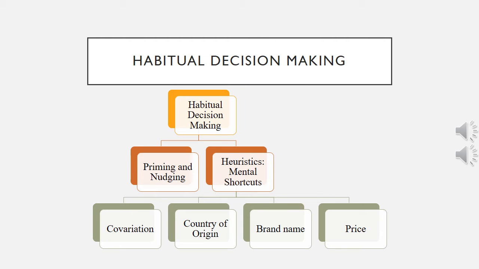Now on to habitual decision making. There are two categories under habitual decision making that influence people in making decisions. First are priming and nudging, and second is heuristic, which is the mental shortcuts. What is priming and nudging? It is one approach, that is to say, provide cues in the environment that unconsciously drive decisions.